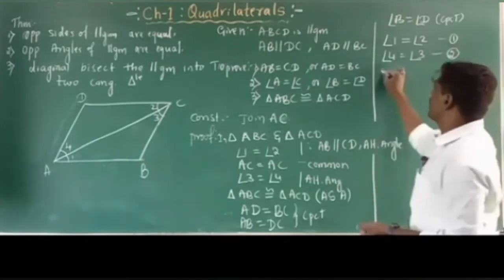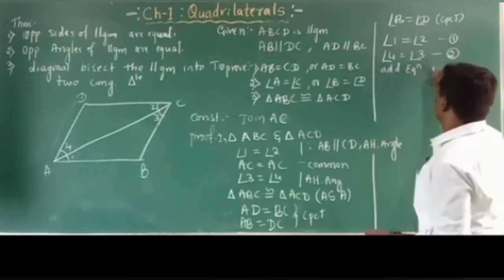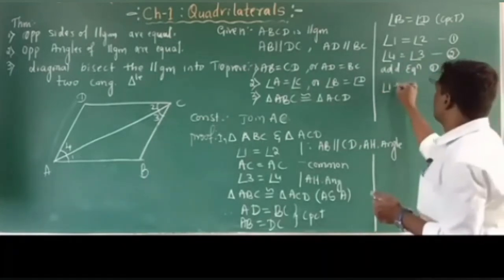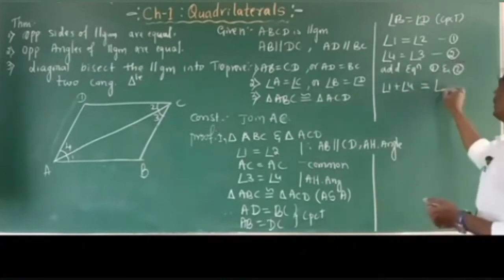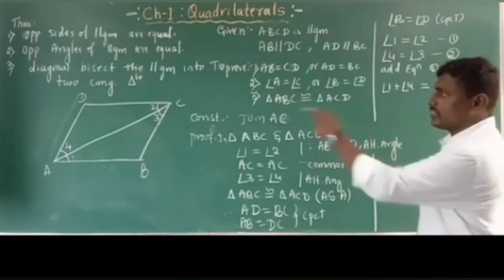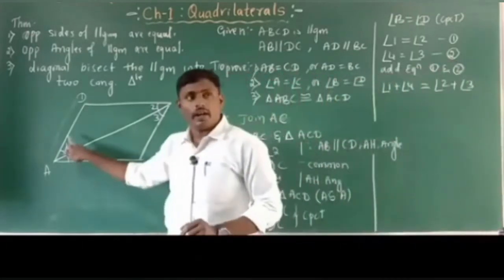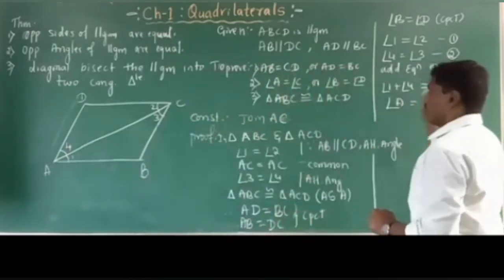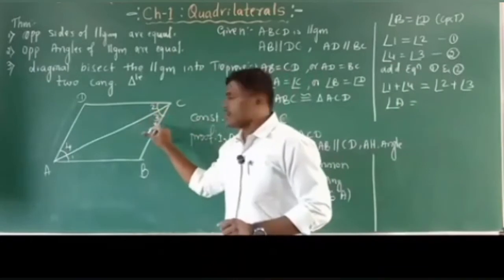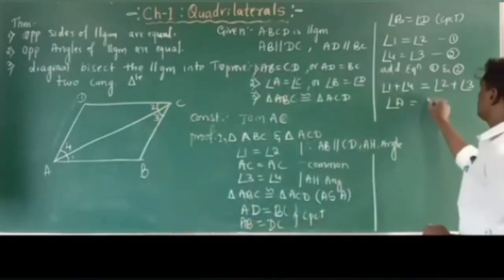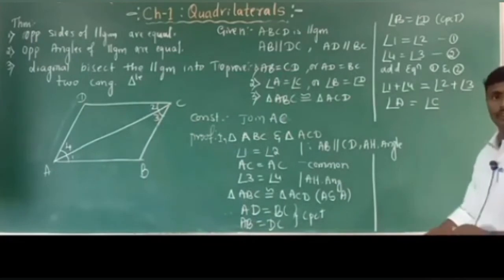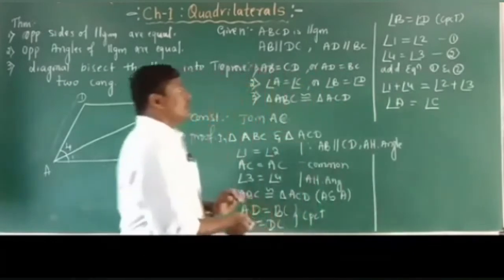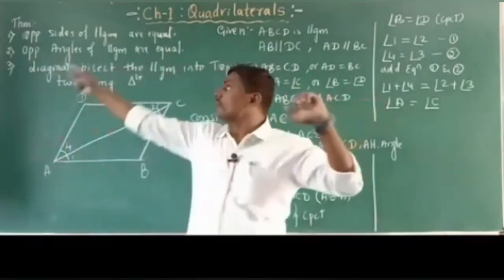Now add equation 1 and 2. What do we get by adding these two equations? Angle 1 plus angle 4 is equal to angle 2 plus angle 3. Just observe the given diagram. By adding angle 1 and angle 4, we get the complete angle, that is angle A. By adding angle 2 and angle 3, we get one complete angle, that is angle C. So angle A is equal to angle C. This is the proof of the given statement.